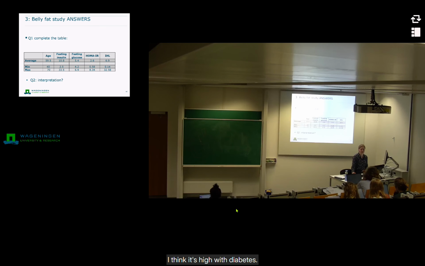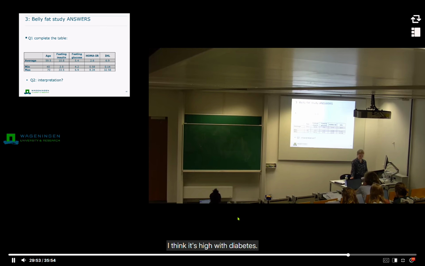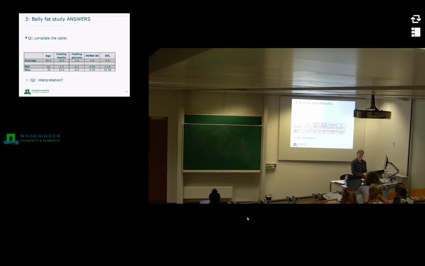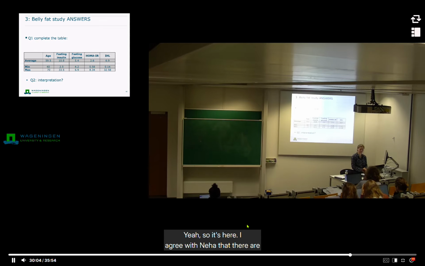Yes. I think it's high. I believe that if it's above 11, then it's diabetes. Mm-hmm. Fasting, if they're fasting in, oh no, that's glucose, sorry.